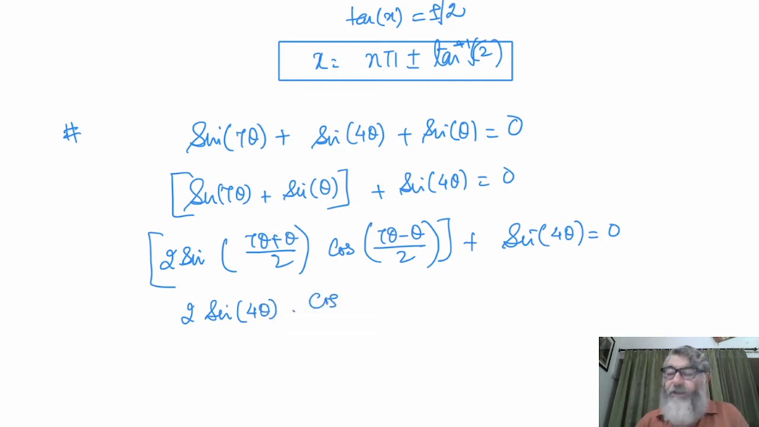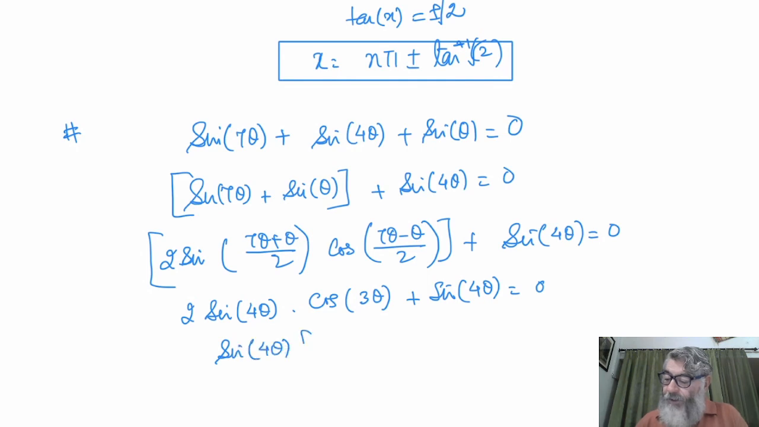Cos 7 theta minus theta will be 6 theta, divided by 2, again I get 3 theta, plus sine 4 theta. So I am not getting anything in the denominator. I am getting simplified terms. Now I am able to take sine 4 theta as common, and it will be left with 2 cos 3 theta plus 1 is equal to 0.